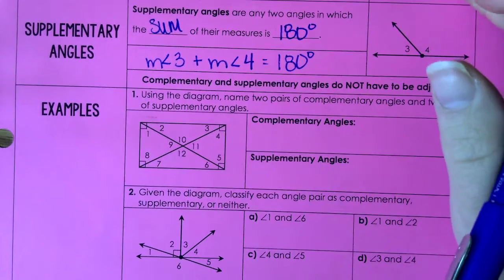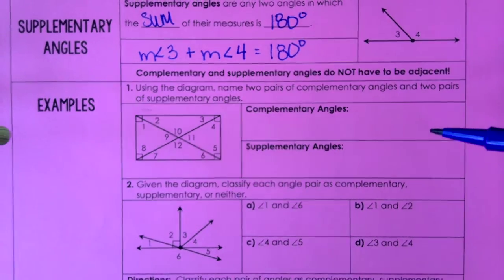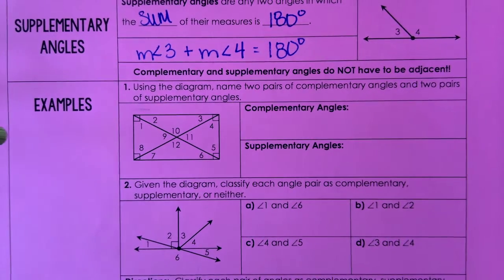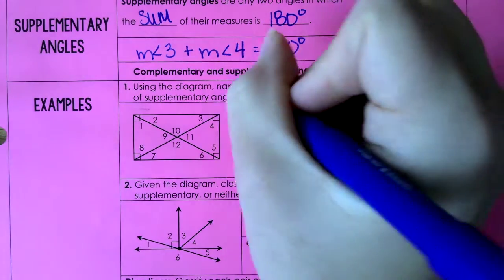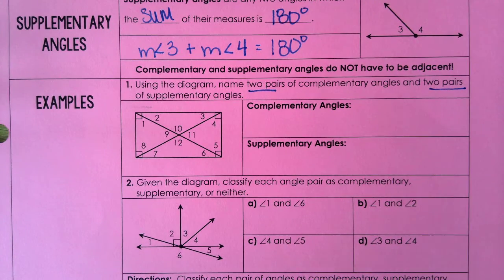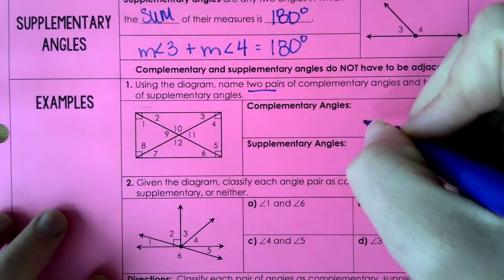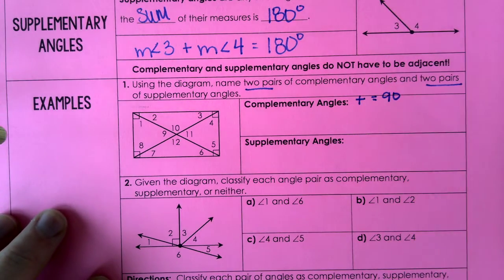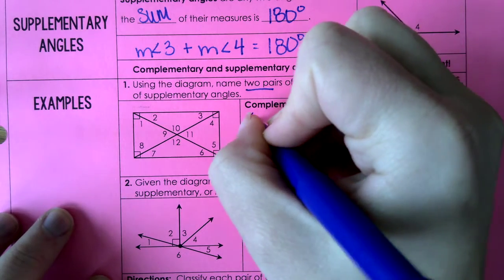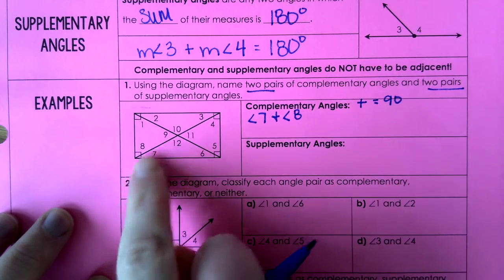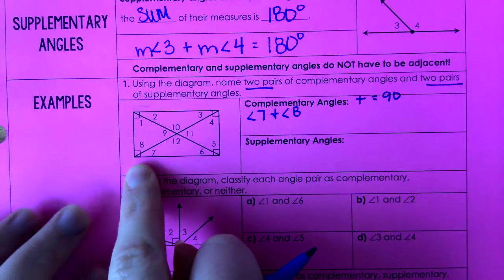Okay, so now we're going to use these diagrams to help us identify supplementary and complementary angles. All it says is using the diagram to name two pairs of complementary and two pairs of supplementary angles. We can name more than two, so we can get our eyes on it. First we're going to start with complementary, so we are trying to find two angles that add to equal 90. Zoe, you have one? Angle 7 and angle 8. Good. This corner right down here. Perfect.